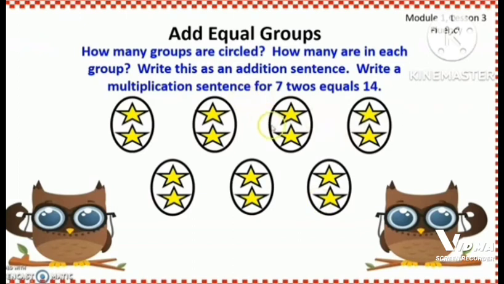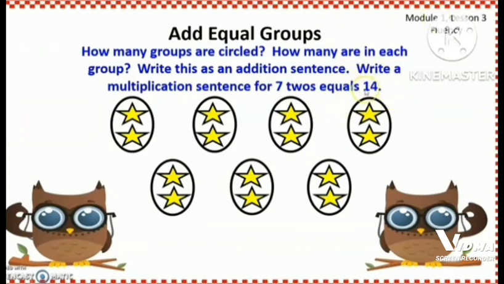7 times 2 equals 14. If you count the number of stars, there are 14 stars. 7 groups. You write it 7. How many in each group? 2. 7 times 2, 14. It's the same as saying 2 plus 2 plus 2 plus 2 in 7 places, and you have 14.